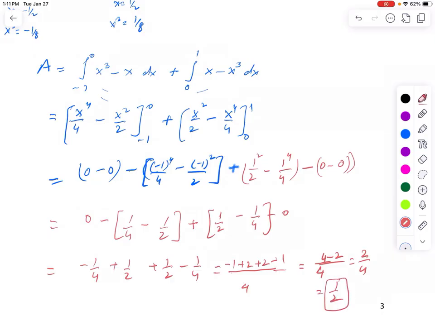So this is how you do this problem. Okay, next I will stop here, and there is one more example which is a little bit different. I will do that in the next video. And also I want you guys to finish the previous example where you have to integrate and plug in the limits.